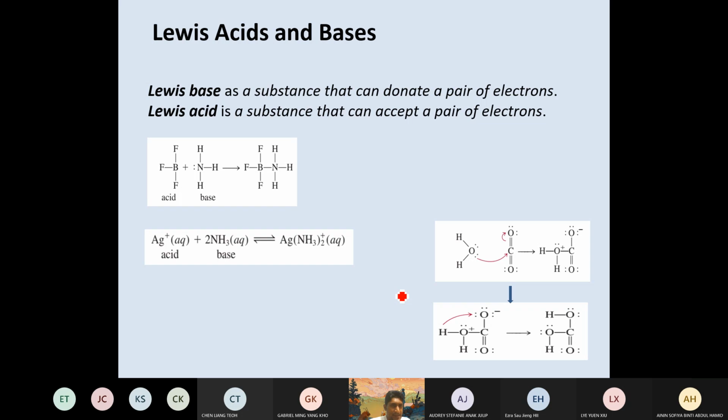Okay, so Lewis acids and bases. We have already learned about Arrhenius acid and base. Can anybody tell me what the definition of Arrhenius acid and base is? What is an Arrhenius acid and what is an Arrhenius base? How do we define them? Any idea? What is the definition of a Bronsted-Lowry acid?